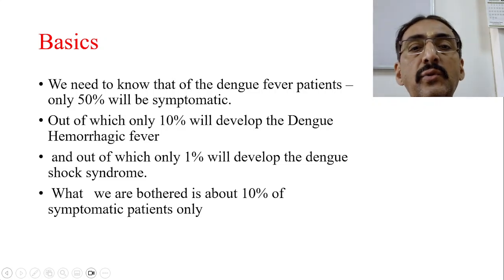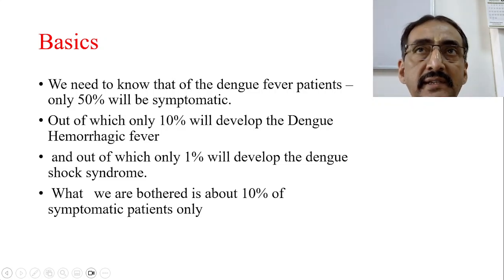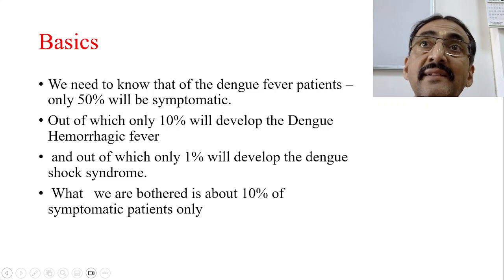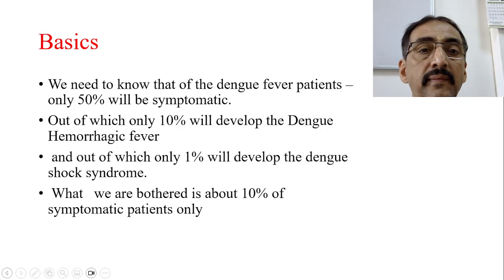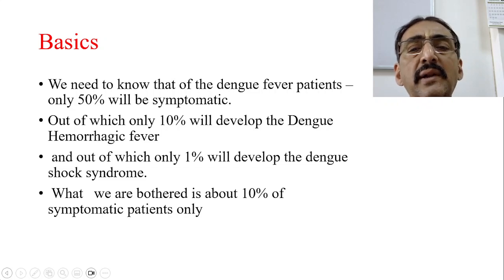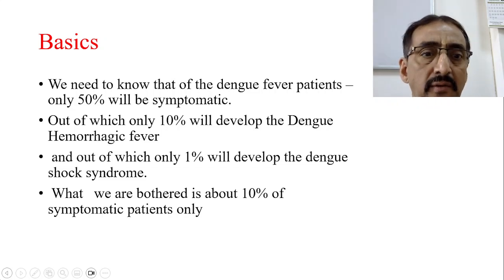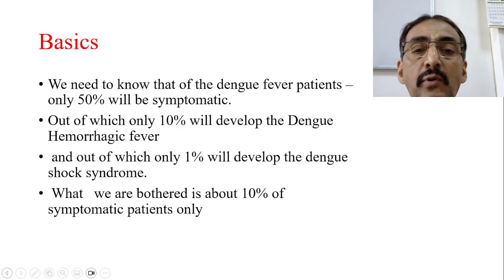Now we need to know that of the dengue fever patients, as I just told, 50% will be symptomatic, and the rest of the 50% are those with less complication. Out of which only 10% will develop dengue hemorrhagic fever, and out of which only 1% will develop dengue shock syndrome. Okay, if you take the 50% symptomatic, then 10% will develop dengue hemorrhagic fever, and only 1% will develop dengue shock syndrome. This is a rough estimation. So what we are actually bothered about is only the 10% of the symptomatic patients.